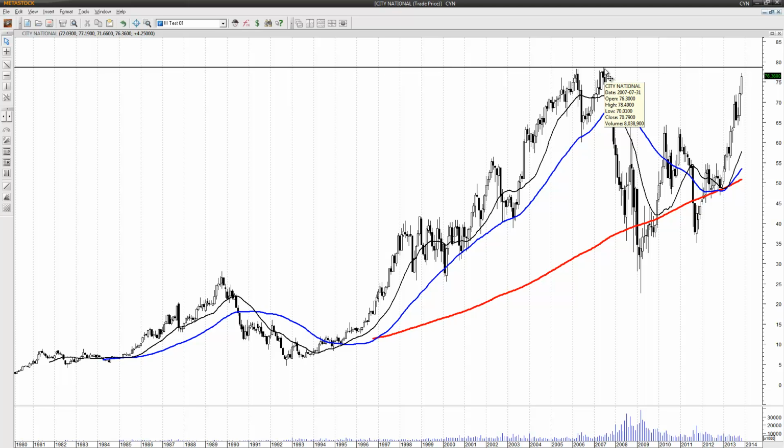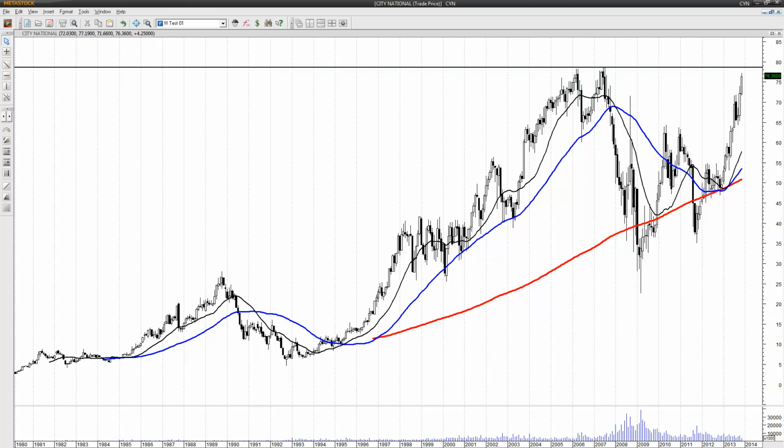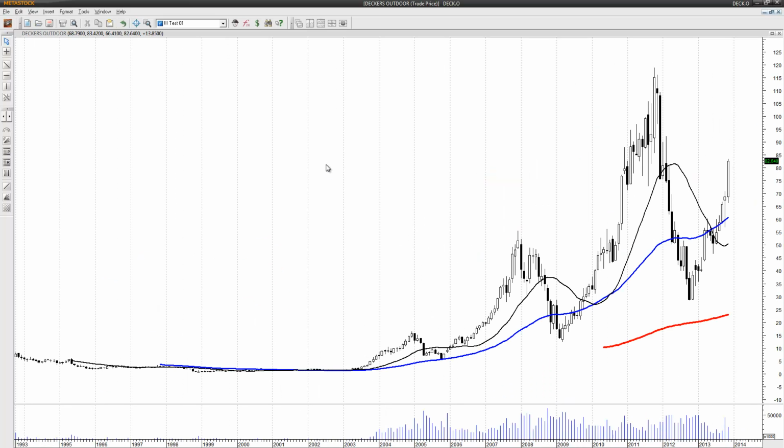78.54. That's where I put in my short sell limit order. Check for earnings for City National. No earnings close by. And now I'm gonna take a look at the next chart.